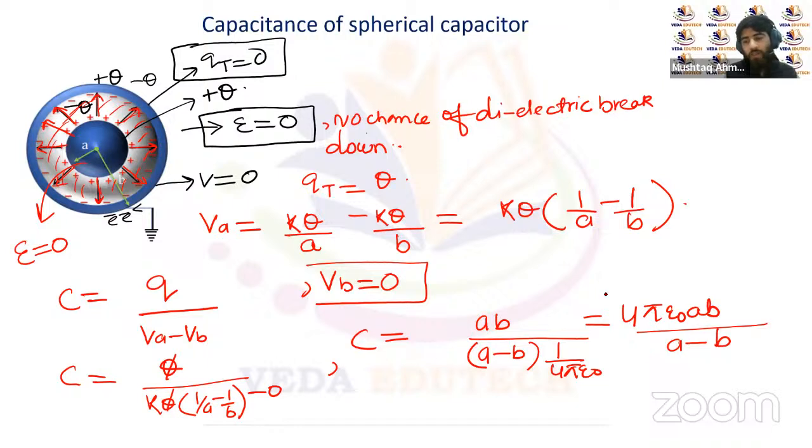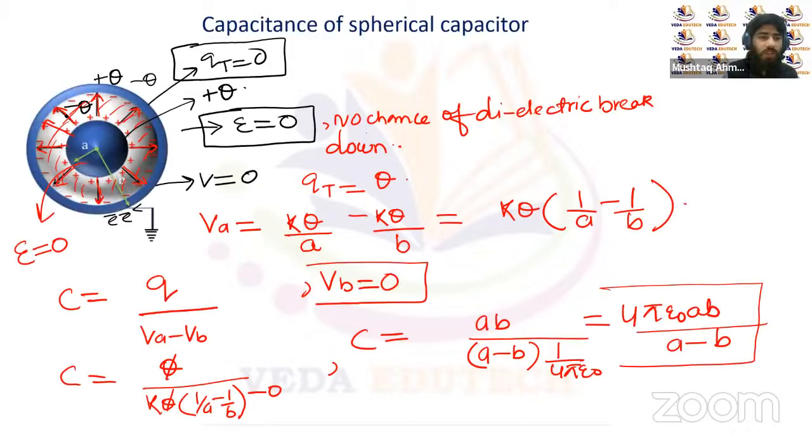So this is the capacitance of this spherical capacitor, 4 pi epsilon naught AB upon A minus B. And let's suppose we are placing some medium here, filling this region with a medium of dielectric constant epsilon r. In that case, the capacitance will be 4 pi epsilon naught epsilon r, A into B upon A minus B.